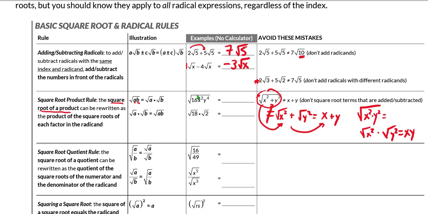So what we are going to do in this case is we are going to separate this radical 16x squared y to the fourth into root 16, root x squared, root y to the fourth.